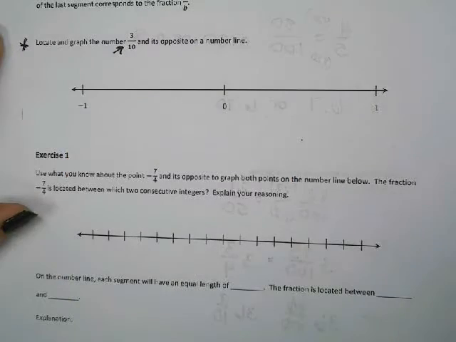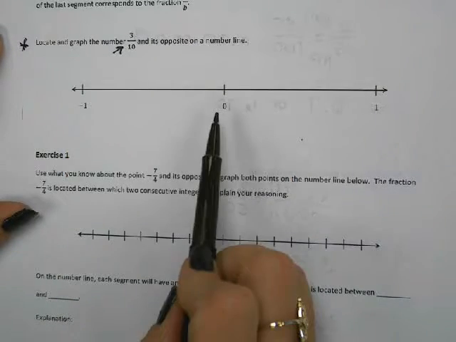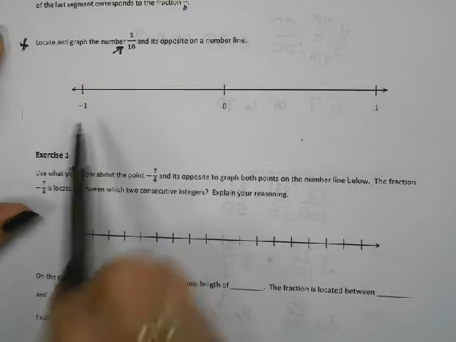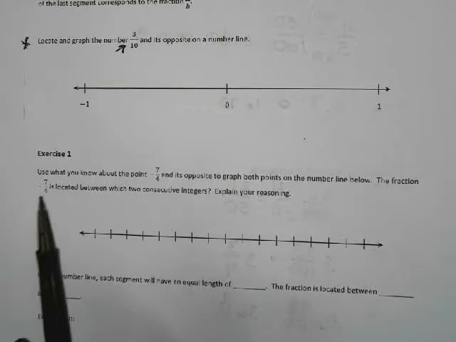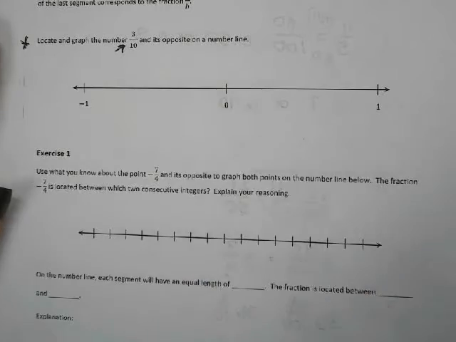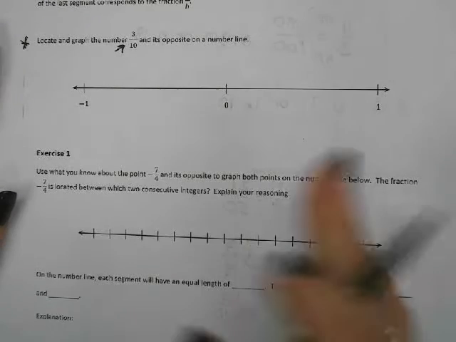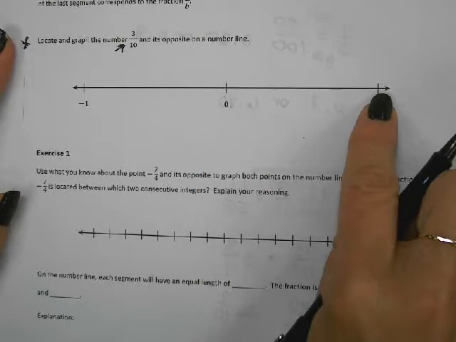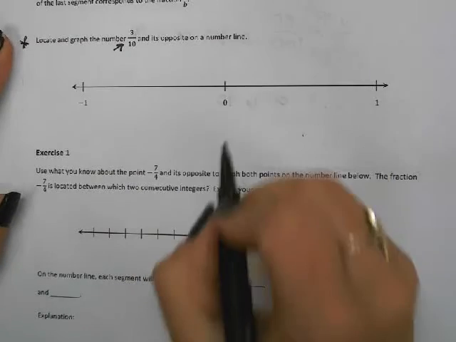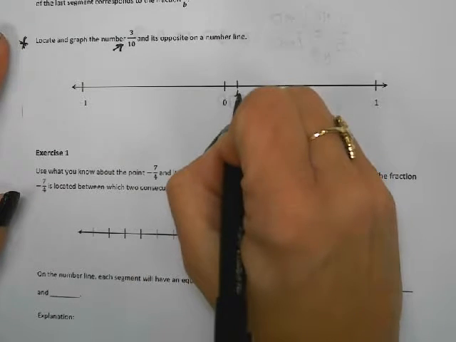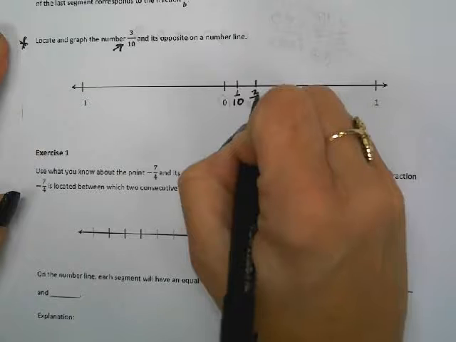denominator to tell you how you're going to divide your number line, because notice you have a 0, a 1, and a -1. So if I want to show 3/10, I know I'm going to need to divide my number line by tenths, and I'm going to need to take my positive numbers to the right and my negative numbers to the left. So that's going to look like this: 1/10, 2/10.